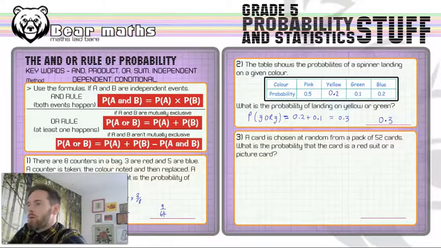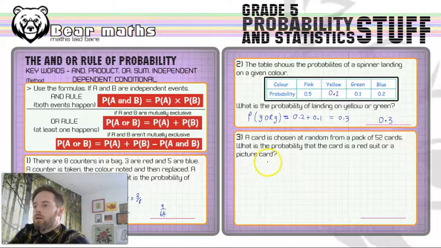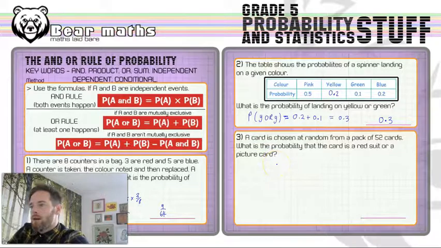So, question 3. We've got a card that's chosen at random from a pack of 52 cards, and we've got to work out the probability the card is red or a picture card. Now this is an event where those two events are not mutually exclusive. You could get a red picture card, so we have to factor that into our calculation. But basically, it starts off the same way.